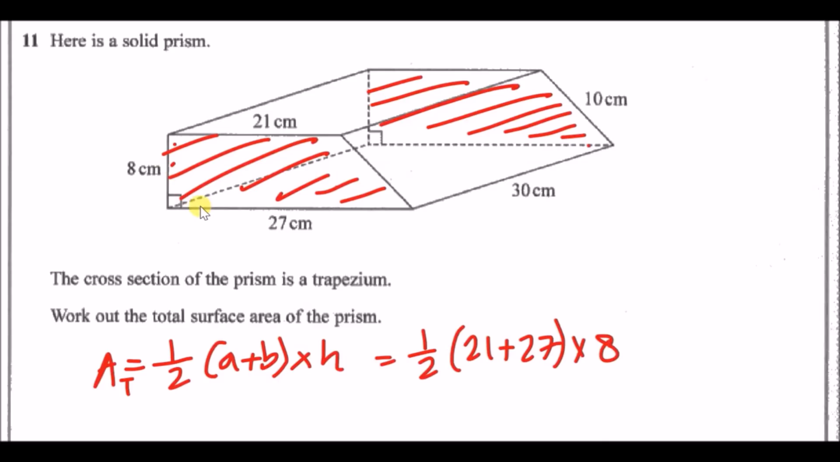Now because you got 2 trapeziums, we can literally just double this result. And if you put this in a calculator, including times 2, you'll get 384 centimeters squared. So that's the trapezium done. Now let's have a look at the rectangles here.